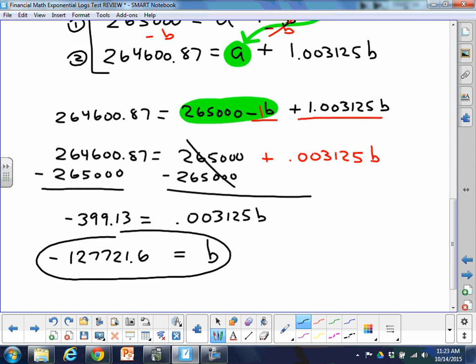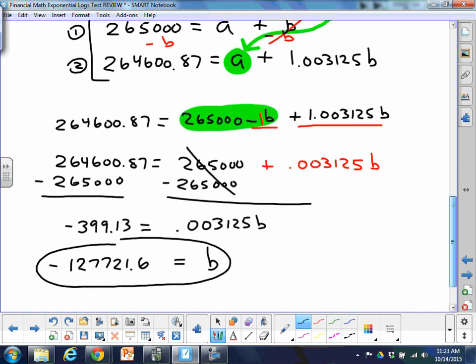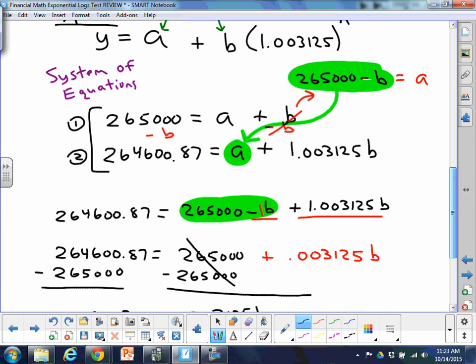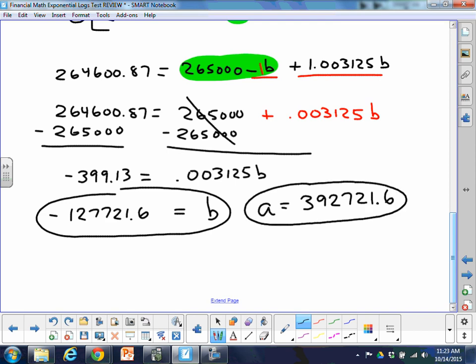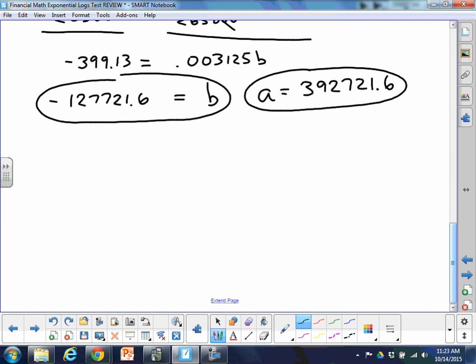All right, and then we could go back now and find what a is by using this equation. So 265,000 minus the b value we just got. You can take a second, we're minusing a negative, so it's really like adding. And a ends up being 392,721.6. Okay, so we know A and we know B. We can now write our explicit form.